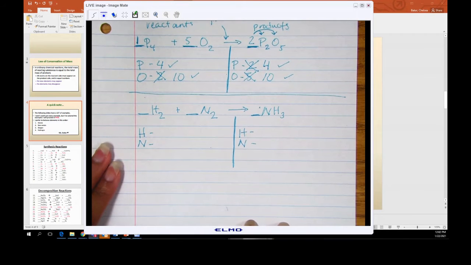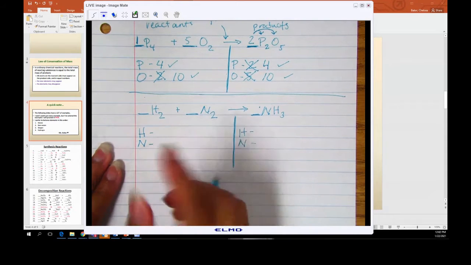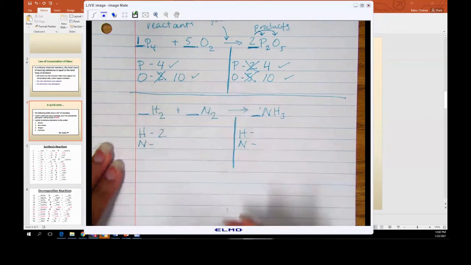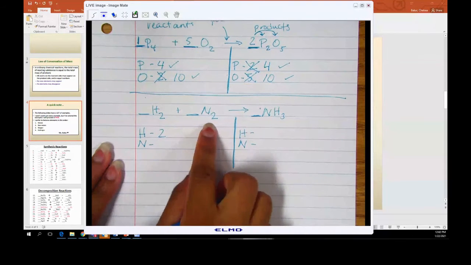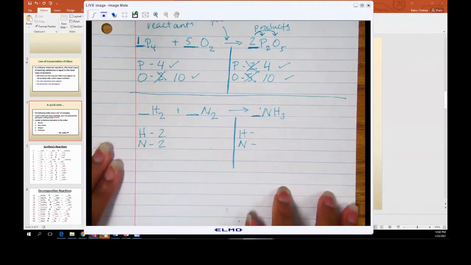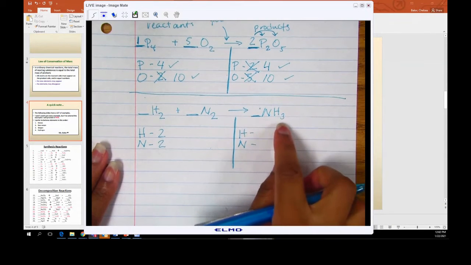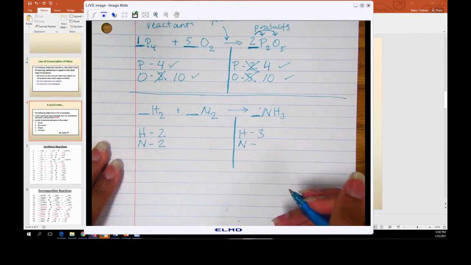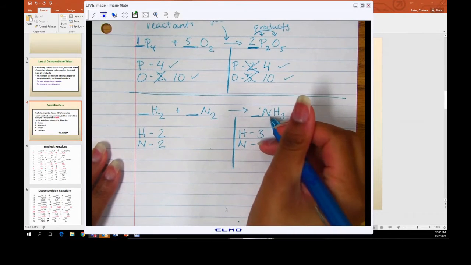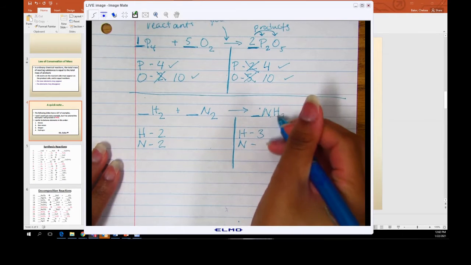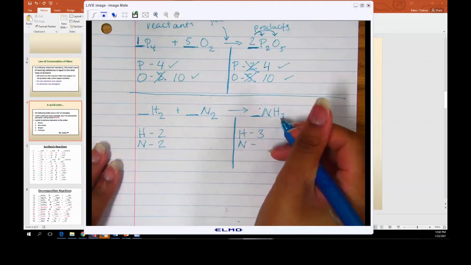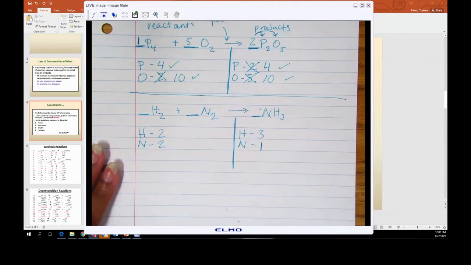Let's count up what we have to start. Hydrogen, subscript 2, so there's 2 of them. Same thing for the nitrogen, subscript 2. Over on the product side, I have H with a subscript of 3, so there are 3 hydrogens. And the nitrogen doesn't have a subscript, and remember this 3 is on the hydrogen. There's no parentheses around this, so the nitrogen does not have this 3. There's only 1 nitrogen here.